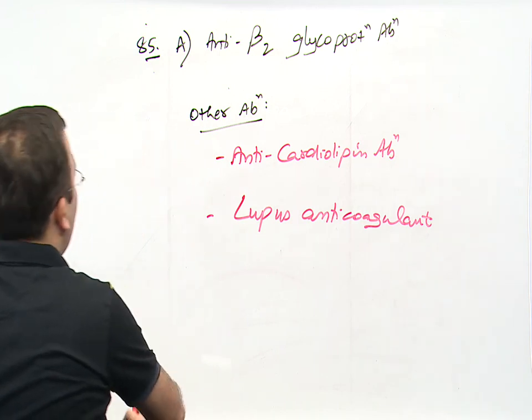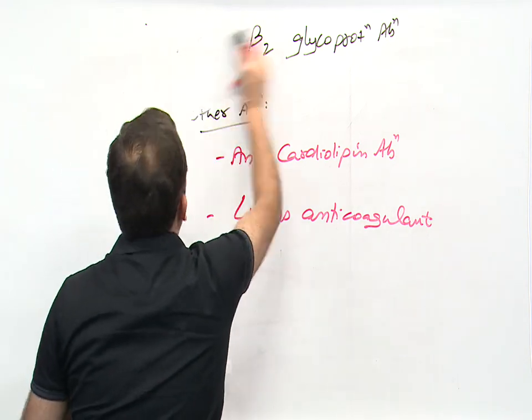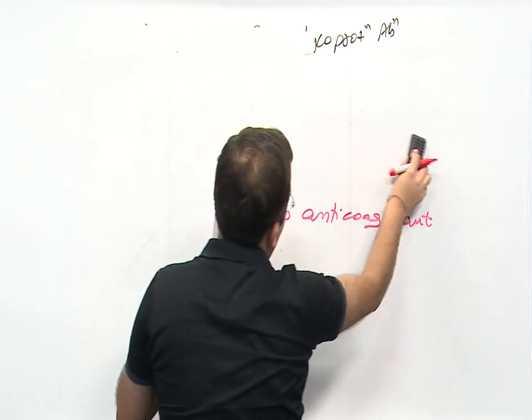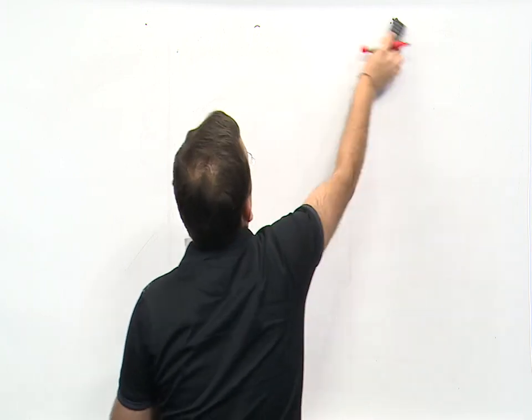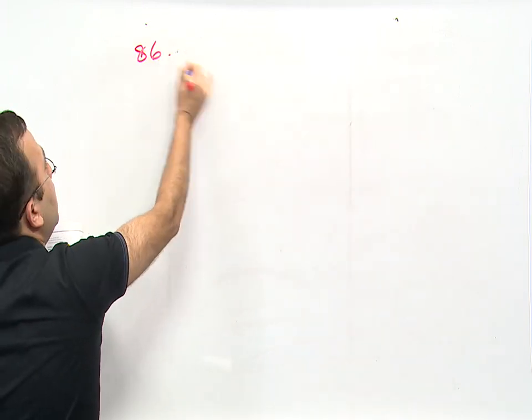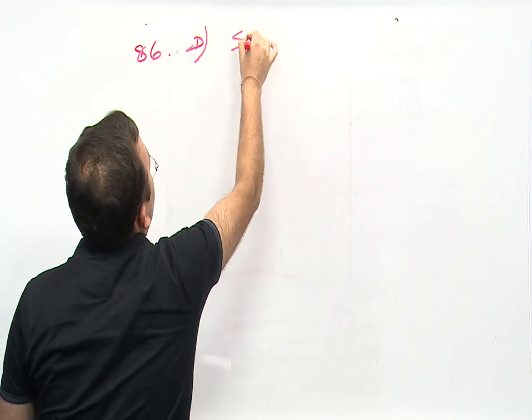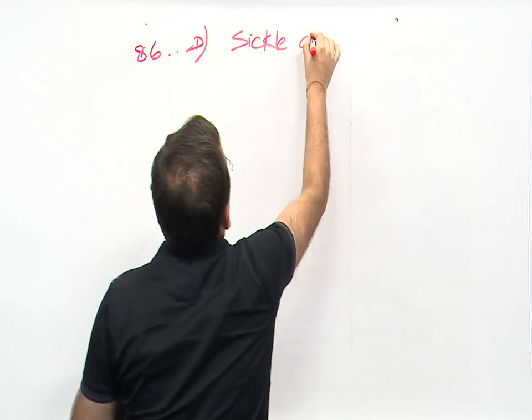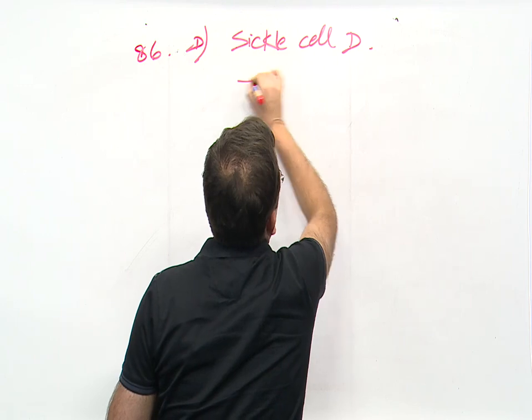Which is not an autoimmune disease? Myasthenia gravis, it is autoimmune. Next, SLE is autoimmune. Graves is autoimmune. So the answer is sickle cell disease.